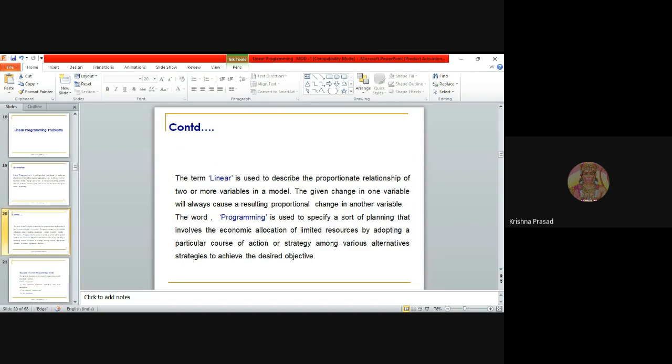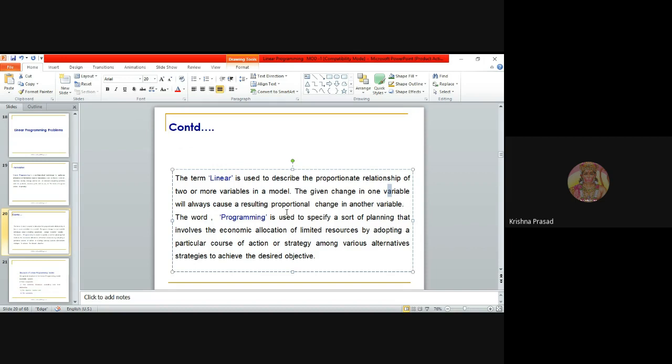What do you mean by linear? Linear, just now one of your friends told, is a proportional relationship, that is, a straight line. A proportional relationship between two variables or models. And the next one is the given change in a variable. That is, when the variables change, it is going to result in some drastic changes.